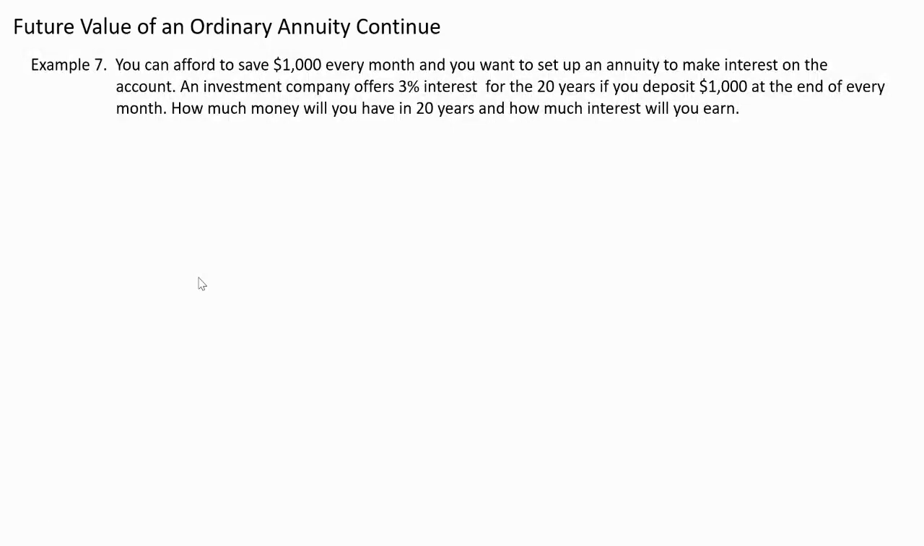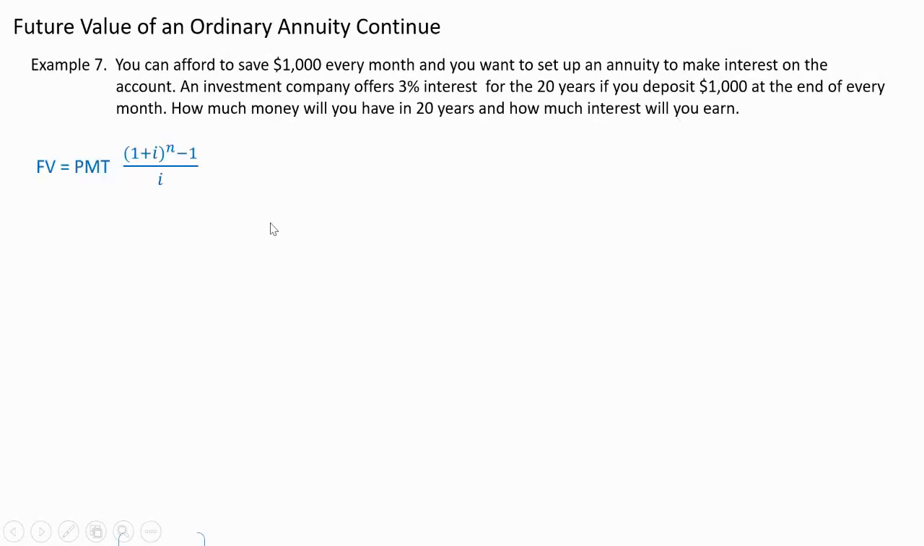Again, example number 7. You can afford to save $1,000 every month, and you want to set up an annuity to make interest on the account. An investment company offers 3% interest for 20 years if you deposit $1,000 at the end of every month. How much money will you have in 20 years, and how much interest will you earn? The interest earned, guys, is like free money that you got for the bank to use your money. That's what it means here, guys. How much interest will you earn?